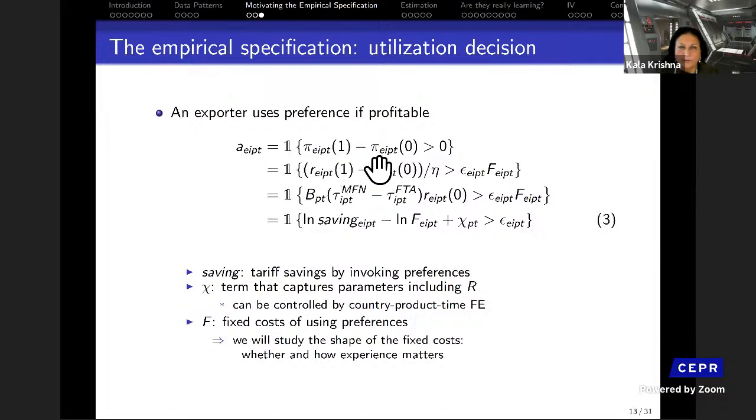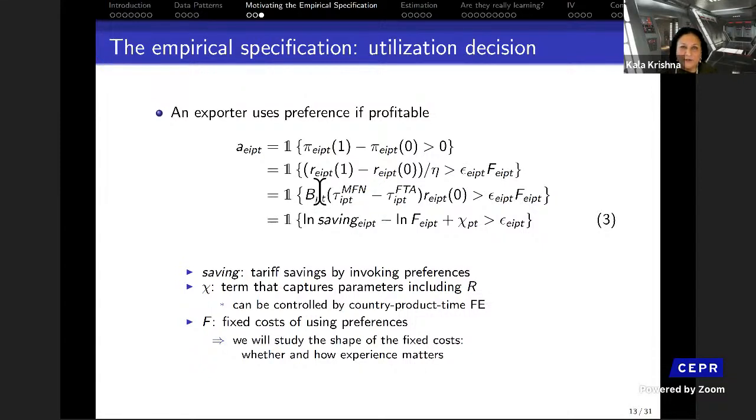And what does this mean? Well, we know because of the CES setup that profits are just revenues over the elasticity. Everybody who's read Melitz knows this. And so this has to be more than the fixed cost. Now you start seeing why it's multiplicative.